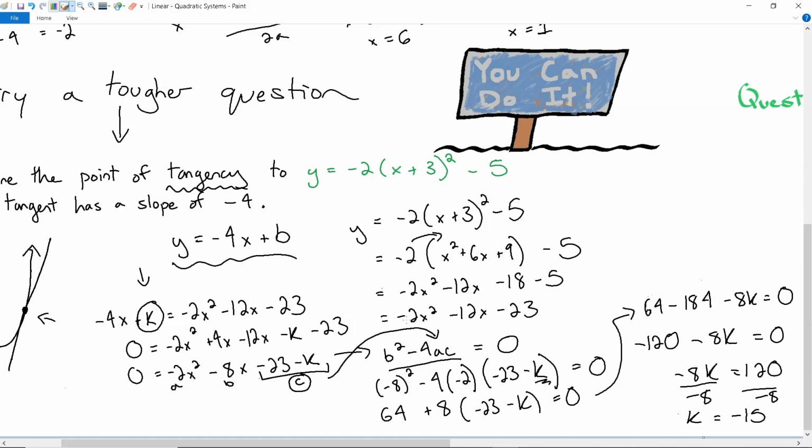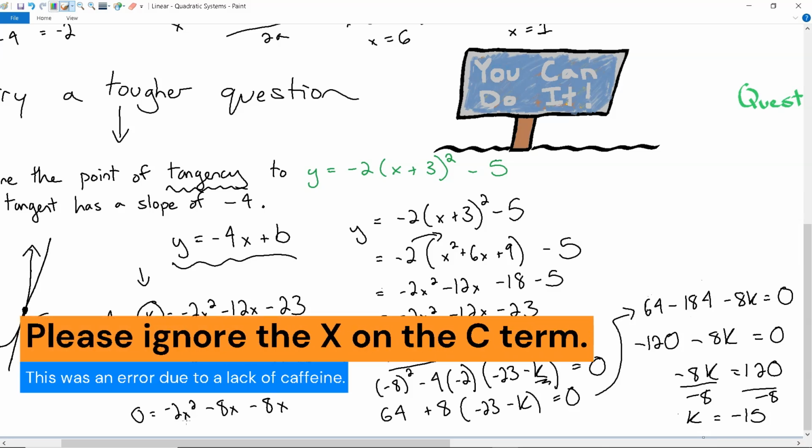And if I bring this value to my quadratic and I plug it in, I have a complete quadratic to solve that will give me the x value of my point of intersection. So negative 23 minus negative 15, these two negatives are going to cancel out. This will give me a negative 8. And now we have a perfectly solvable quadratic.